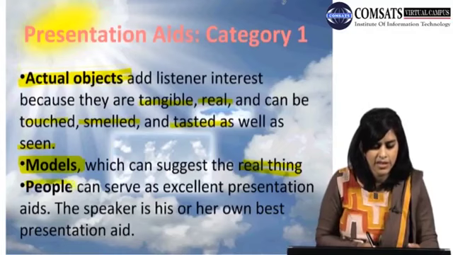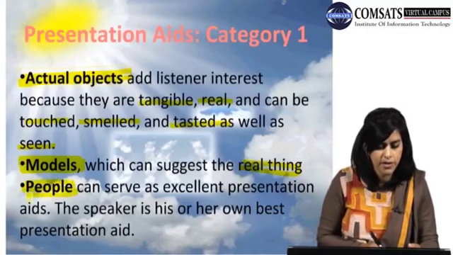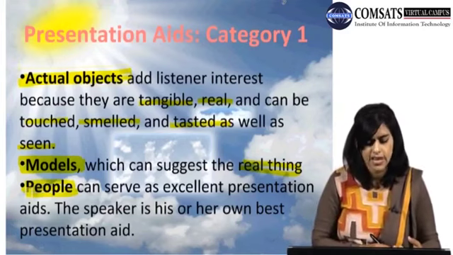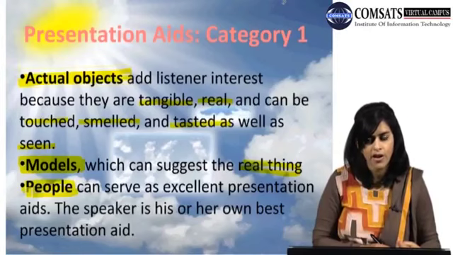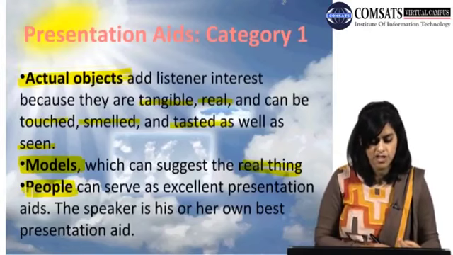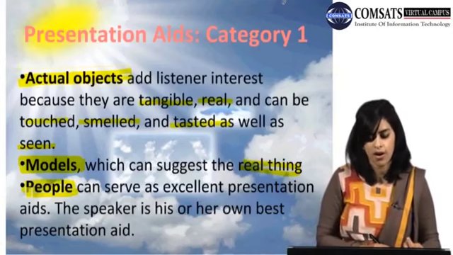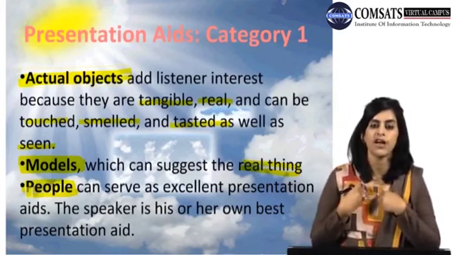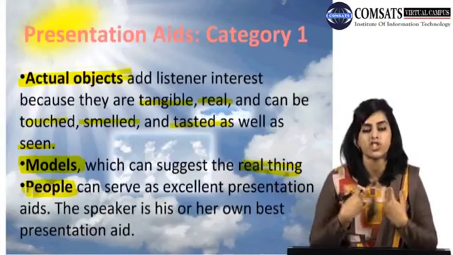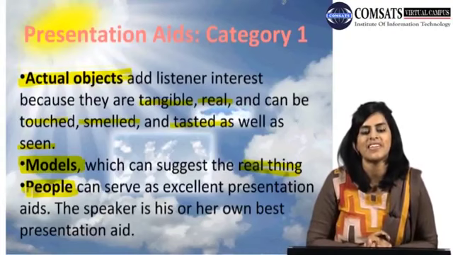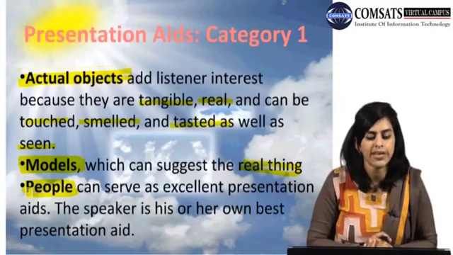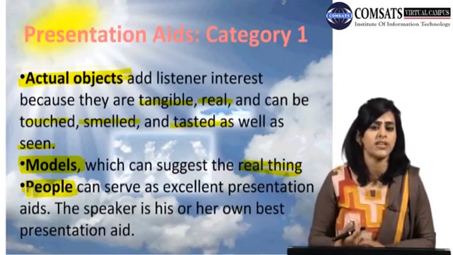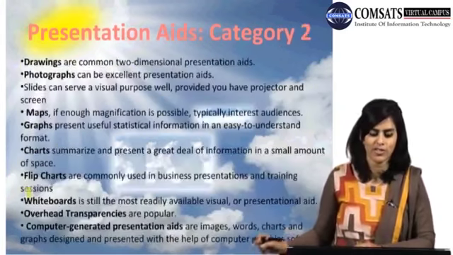Now, number 3 of the visual aids that fall in the first category is people, who can serve as excellent presentation aids. The speaker is his or her own best presentation aid. So whatsoever speaker you are, you yourself are the best representation of your topic. So people themselves, any real objects, any actual objects and the models that you bring in for your presentation fall in category number 1.